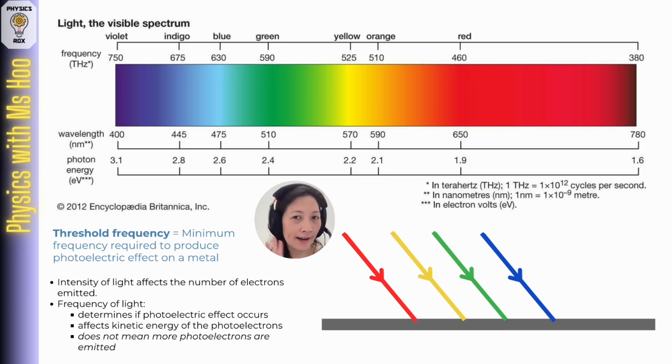So let's say, for example, this particular metal has a threshold frequency of 550 terahertz. If we look at the spectrum, you'll find that 550 terahertz is about here, roughly between yellow and green. Let's look at all this colored light compared to the threshold frequency of 550 terahertz. Red light obviously is much lower than 550 terahertz. Because it's less than the threshold frequency, it will not be able to produce a photoelectric effect on the metal. Yellow also is less than 550 terahertz, which means that yellow light cannot produce any photoelectrons.